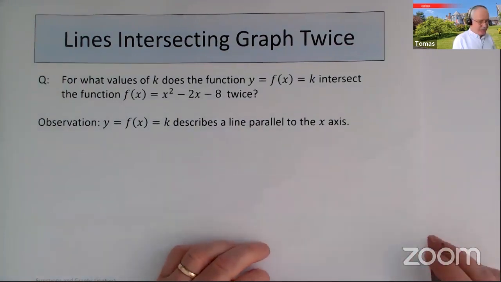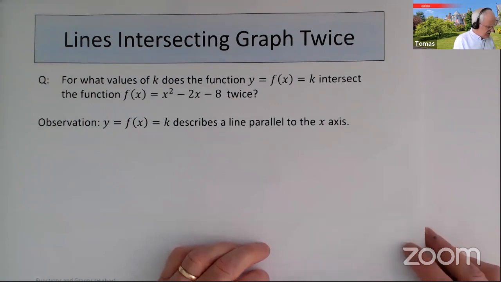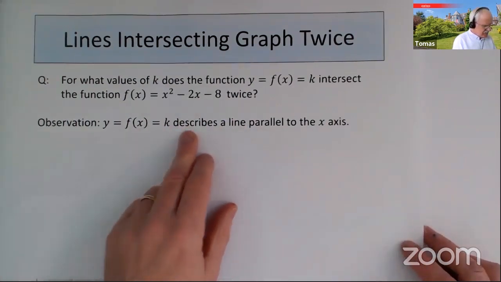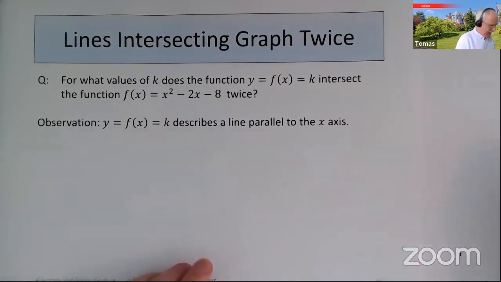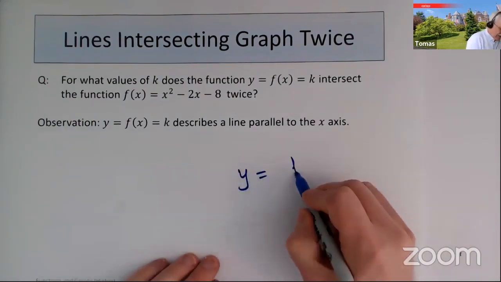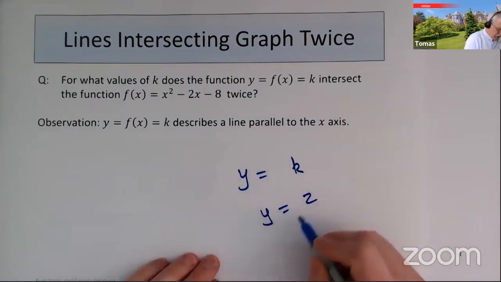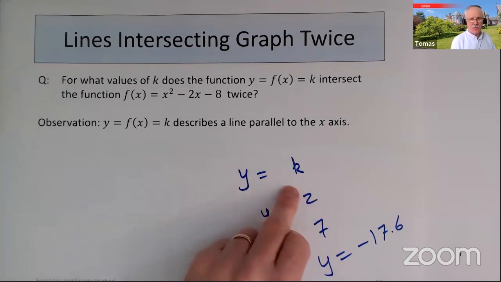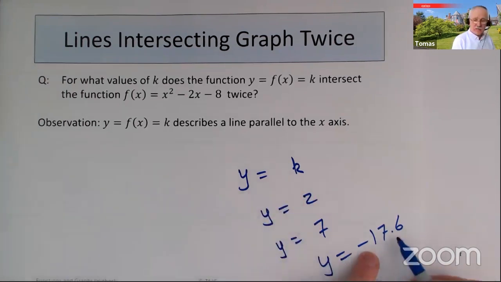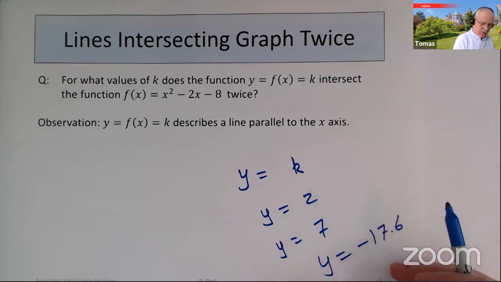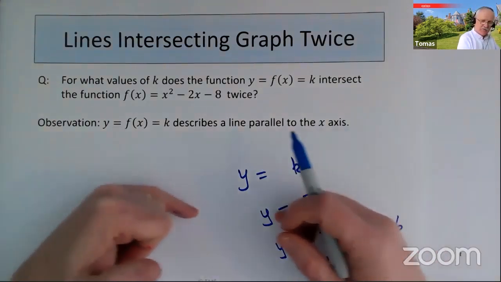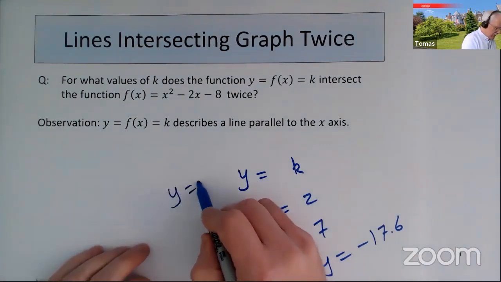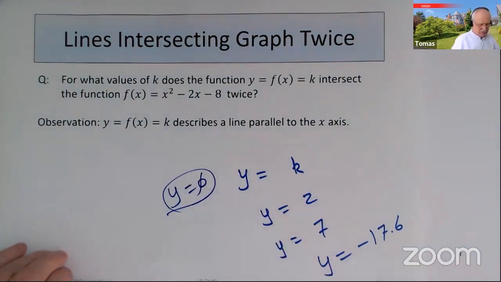Now, they'll have given you a graph of this, but you say, it seems so complicated. Observation: f(x) equals k, y equals k, is like y equals 2, y equals 7, y equals minus 17.6. That's a k value, okay? There's no x's here, so that must be a straight line. And if the y value is a certain height, it must be at a certain line, a certain vertical height. So for example, y equals 0 is the x-axis.